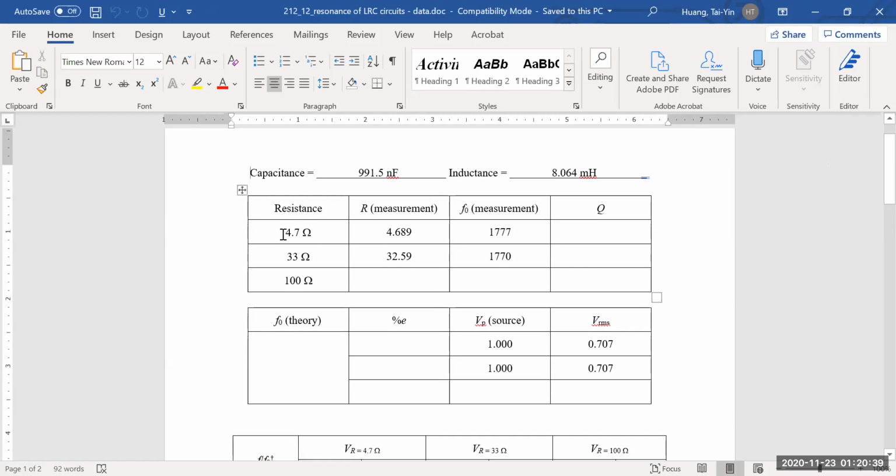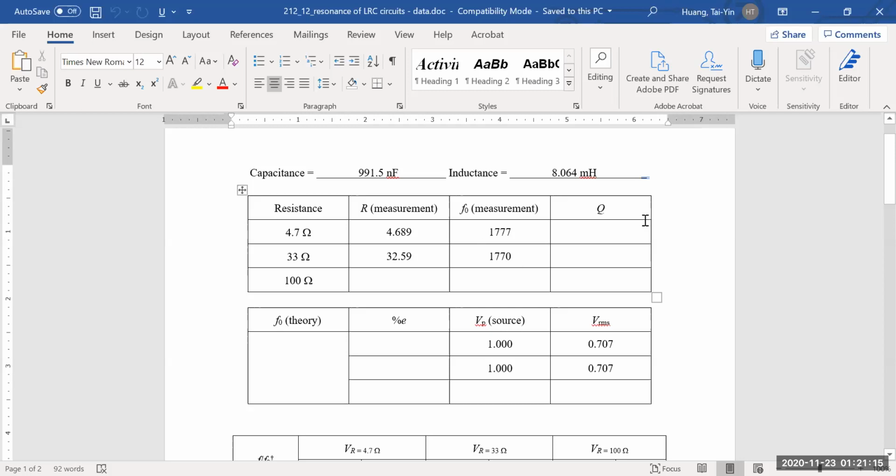In the activity, it says that we're going to use 3 different resistor values, but we'll just be doing 2. So you don't have to do the 100 ohms case, just do the 4.7 and 33 ohm. For 4.7, the measured value is this. For 33, the measured value is this, and the measured frequency for 4.7, you have this value. For 33, you have this value.